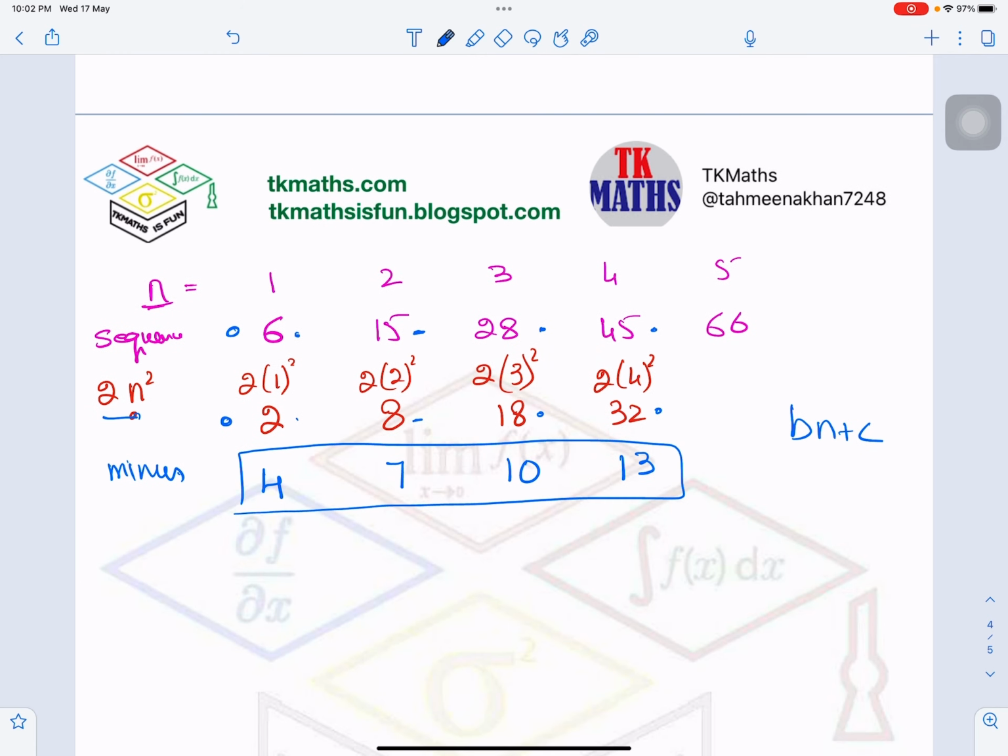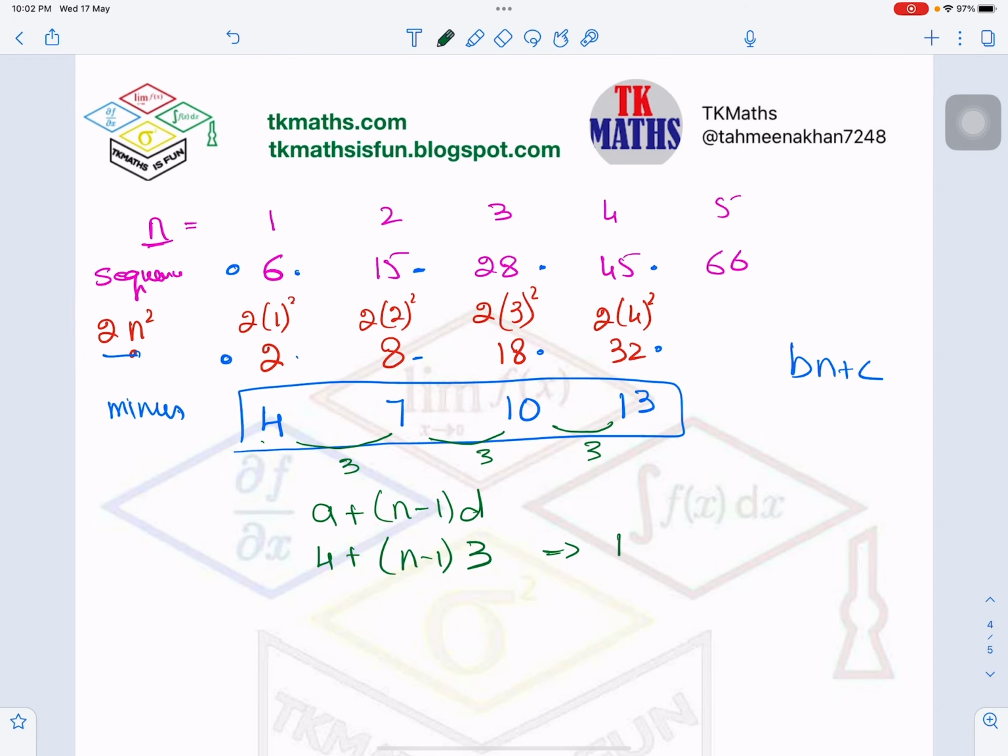So now if you see here, this is a linear sequence and you will get a linear sequence here, right? So if you see here, the difference is what? 3, 3 and 3. And you already know how to find out the nth term for the linear sequence, which is what? This. We have just seen it, right? My first term is 4. Difference is 3. So it will become 4 plus 3n minus 3, which is 3n plus 1. So I got my bn plus c, which is 3n plus 1.